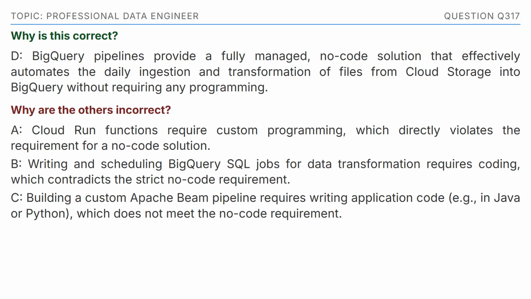Why are the others incorrect? A. Cloud Run functions require custom programming, which directly violates the requirement for a no-code solution. B. Writing and scheduling BigQuery SQL jobs for data transformation requires coding, which contradicts the strict no-code requirement. C. Building a custom Apache Beam pipeline requires writing application code, e.g., in Java or Python, which does not meet the no-code requirement.